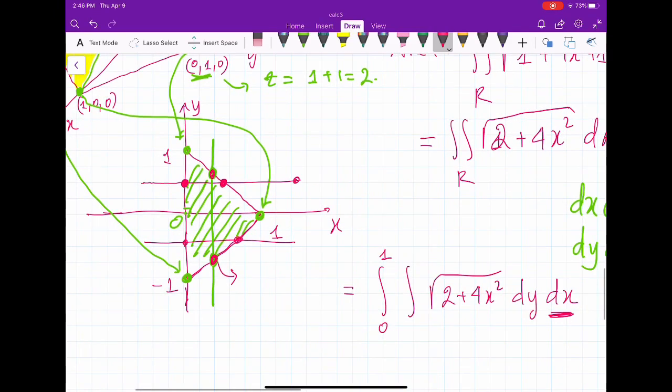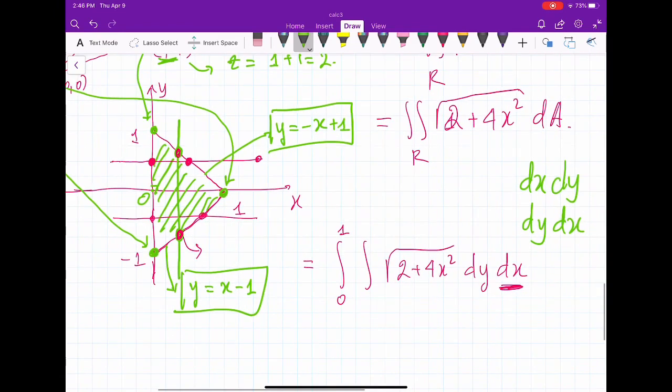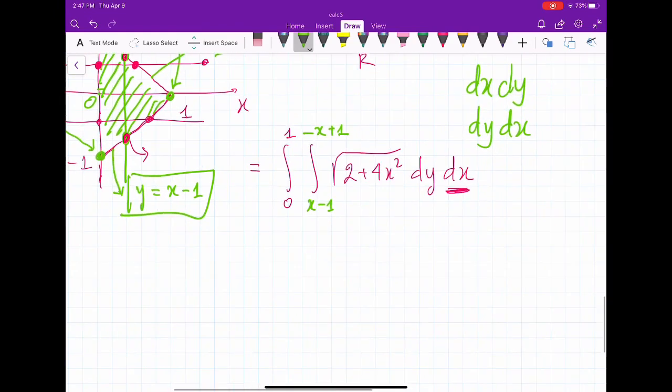But it's easy to find the equation of this straight line because we know 2 points, (1, 0) and (0, -1). So this is nothing but y equals x minus 1, right? And this straight line is y equals negative x plus 1. So based on this, we can see the interval of y in the integral would be from where? From x minus 1 to negative x plus 1. Makes sense?